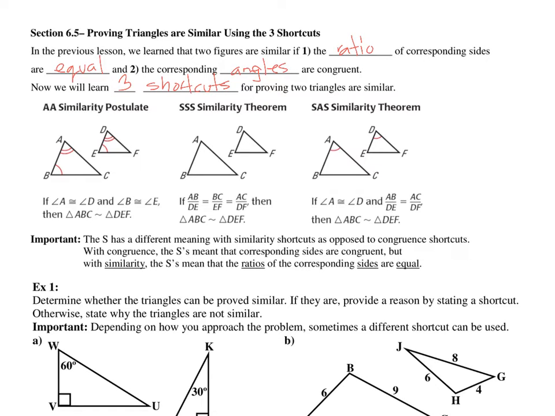First shortcut, we have AA. Now AA refers to the angles. So I have one pair of angles congruent, and I have a second pair of angles congruent. And if that's the case, the triangles are similar.